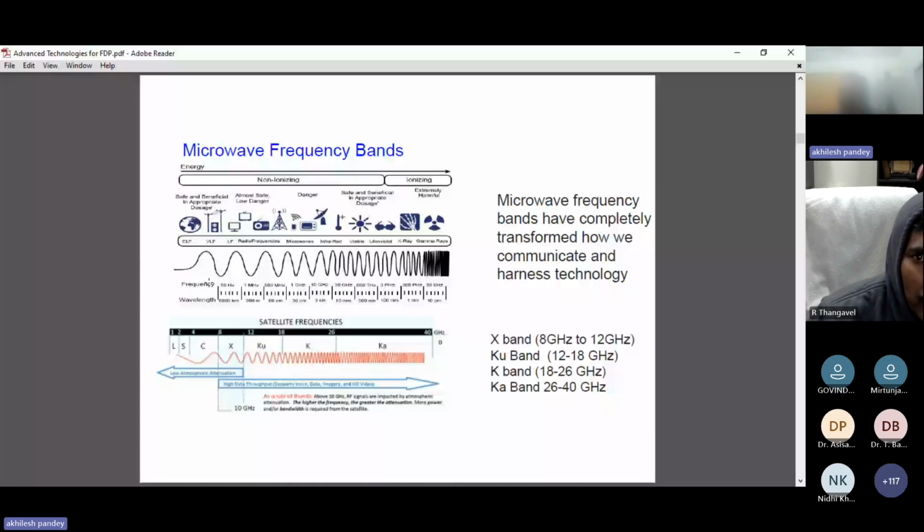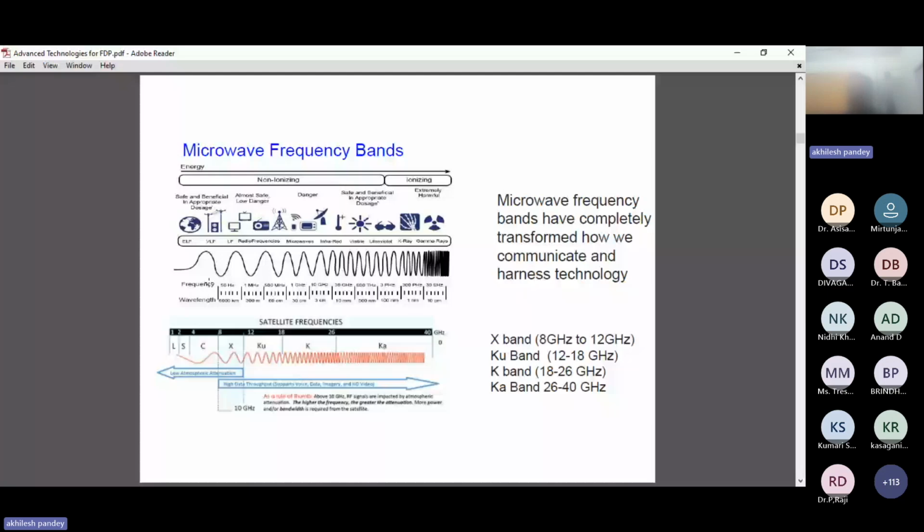Satellite frequencies starting from L and S can be divided into several microwave frequency bands: L band, S band, C band, X band, Ku band, K band, Ka band. These are the several satellite frequency ranges, in which X band is from 8 gigahertz to 12 gigahertz, Ku band 12 to 18 gigahertz, K band 18 to 26 gigahertz, Ka band 26 to 40 gigahertz.